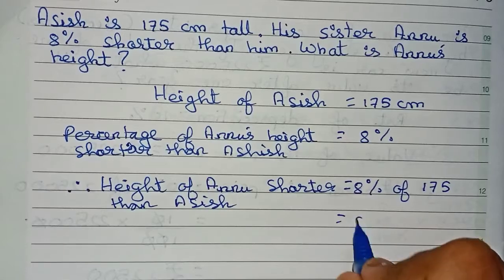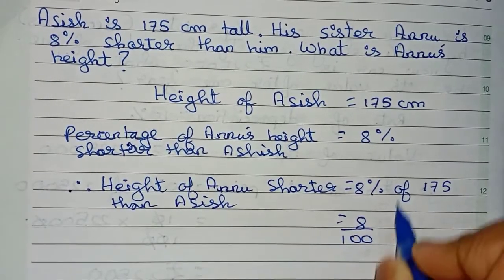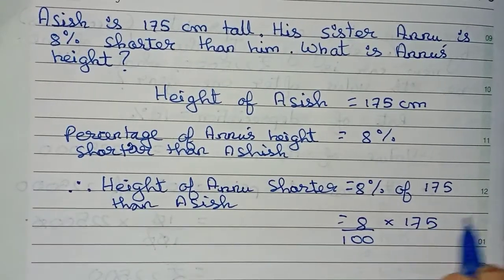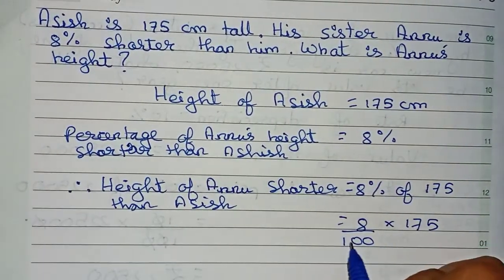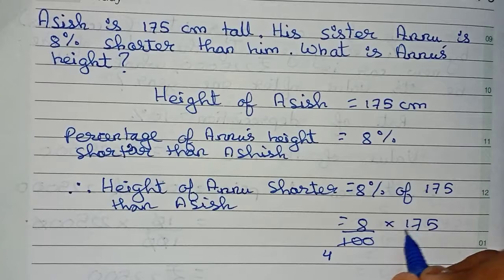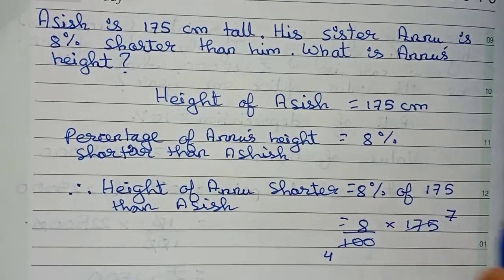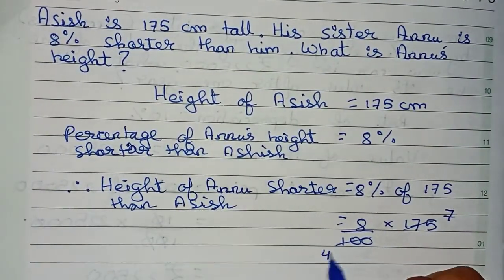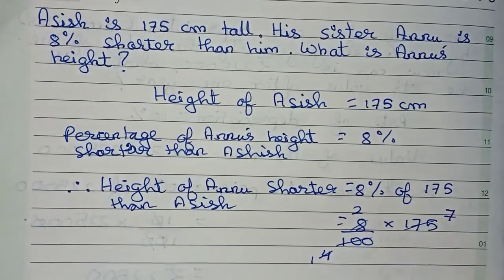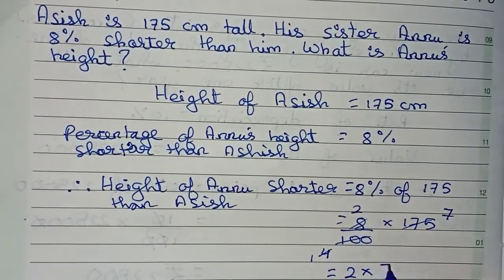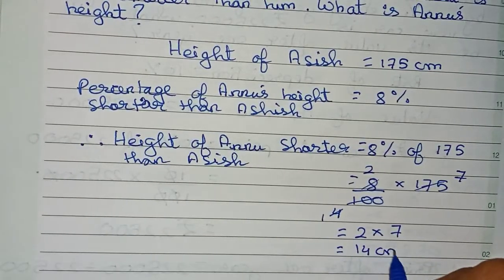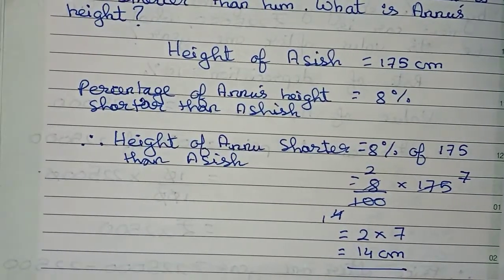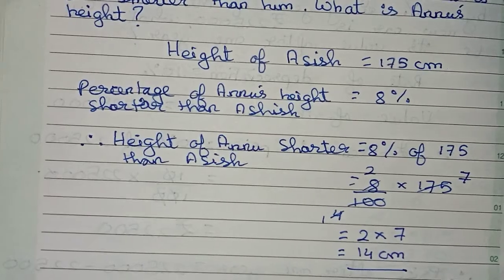8% you can write as 8 by 100, of means multiply 175. First we cut 100 and 175 by 25. So it will become 4 and it will become 7. Now we cut 4 and 8. So it becomes 2, so 2 into 7, which is equals to 14 centimeter. Therefore Annu is 14 centimeter shorter than Ashish.